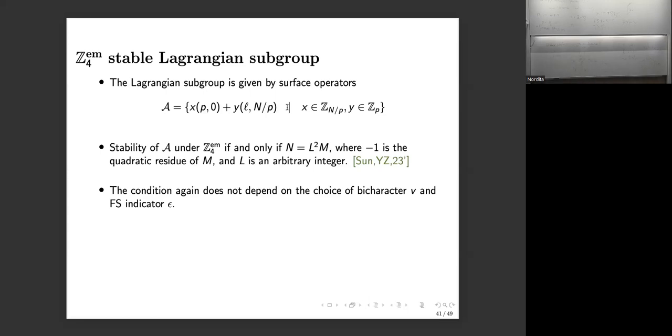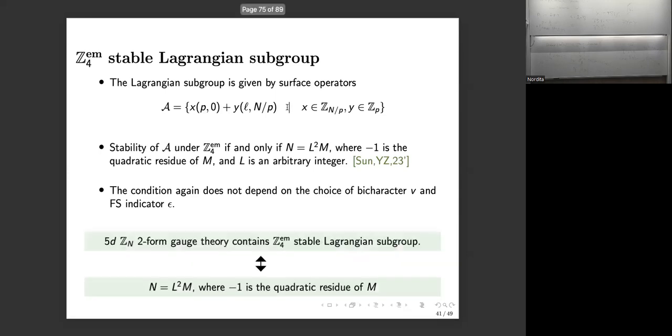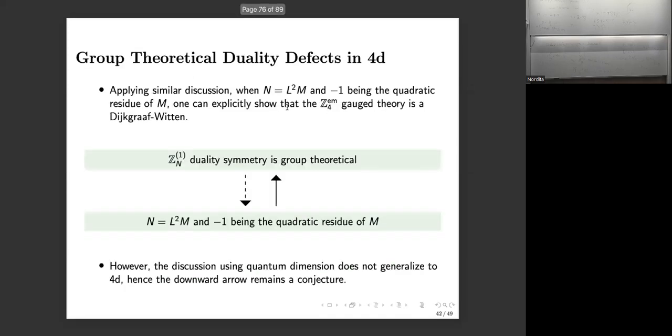Okay. So, and again, the condition is independent of the choice of this U and V and epsilon parameters. Okay, so this is the condition. Then we have to establish these two arrows. But because I don't have time, I'm just going to say that you can establish this arrow very concretely.